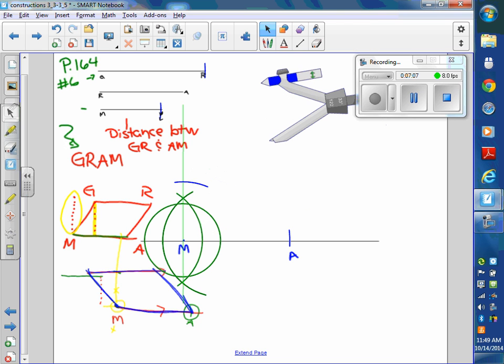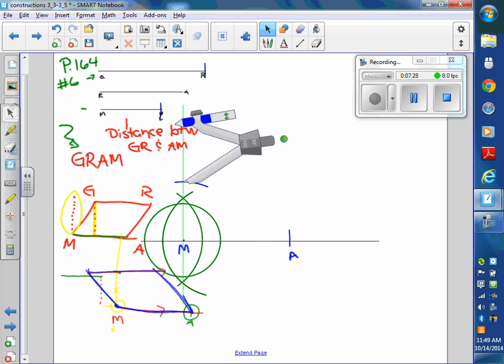Questions on what I've done so far? So I have to make another line parallel to MA. And at this point, since I already have a perpendicular, using the alternate interior angles construction to make parallel lines doesn't make sense. What would make more sense is just to do another perpendicular.